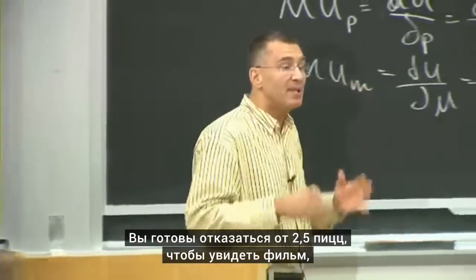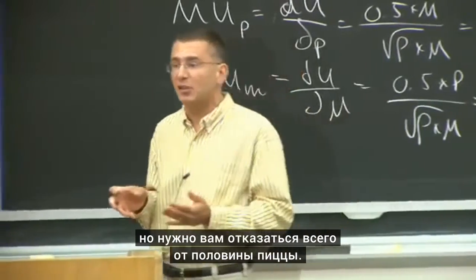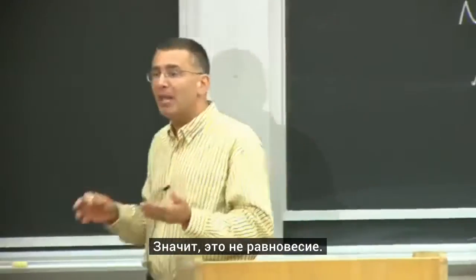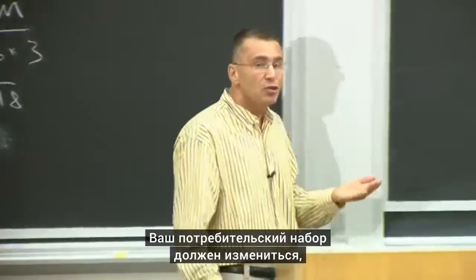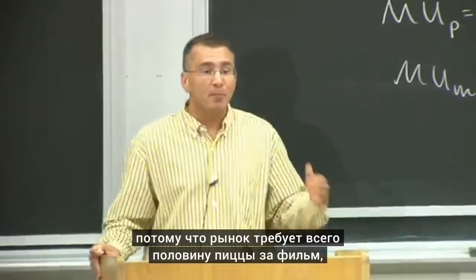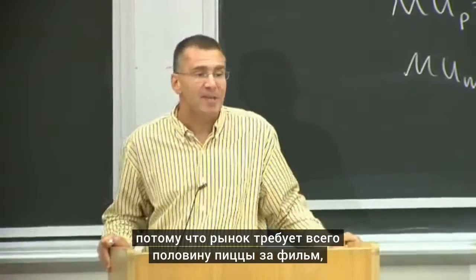So that can't be the optimum. You're willing to give up 2.5 pizzas to see a movie, but you only have to give up half a pizza to see a movie. So you can't be at the right place. You should be changing your consumption bundle, because the market is only asking for half a pizza to see a movie, but you're willing to give up 2.5 pizzas to see a movie.